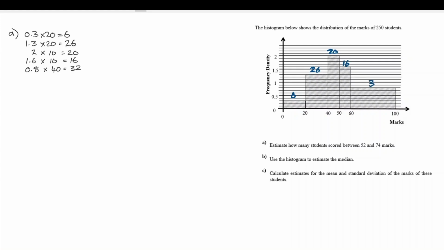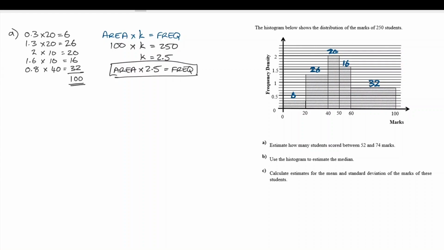So there is indeed a scale factor between the area and the frequency. We're going to need to try and find what that scale factor is. I'm going to start by saying that the area multiplied by k equals the frequency. The area was 100, the frequency was 250. With some rearranging, we see that k equals 2.5. So any area when multiplied by 2.5 will give us the frequency that corresponds.